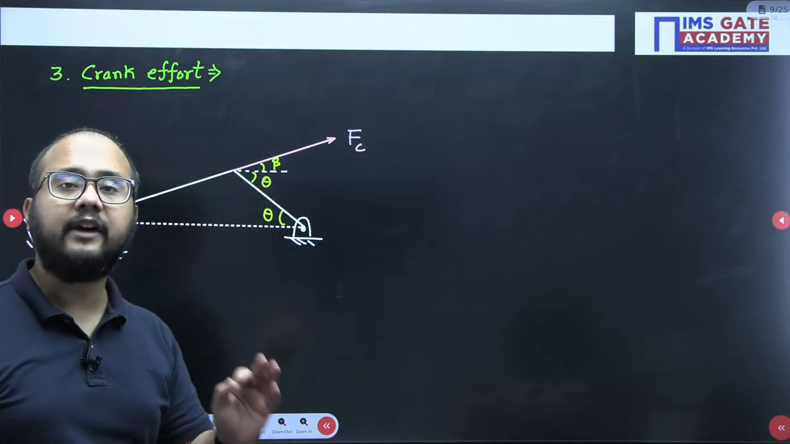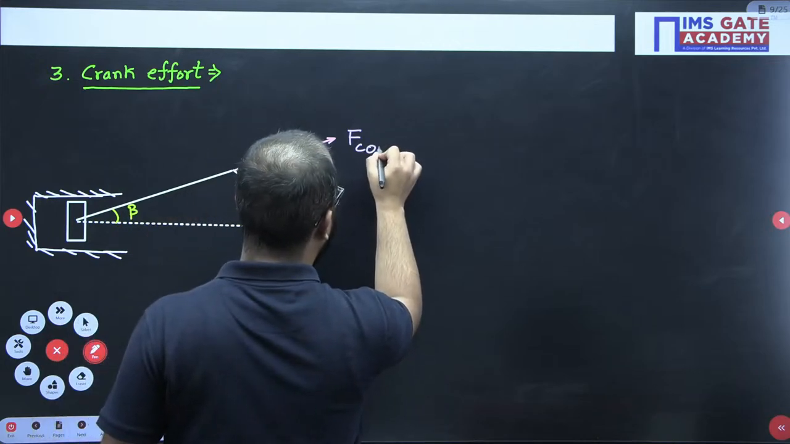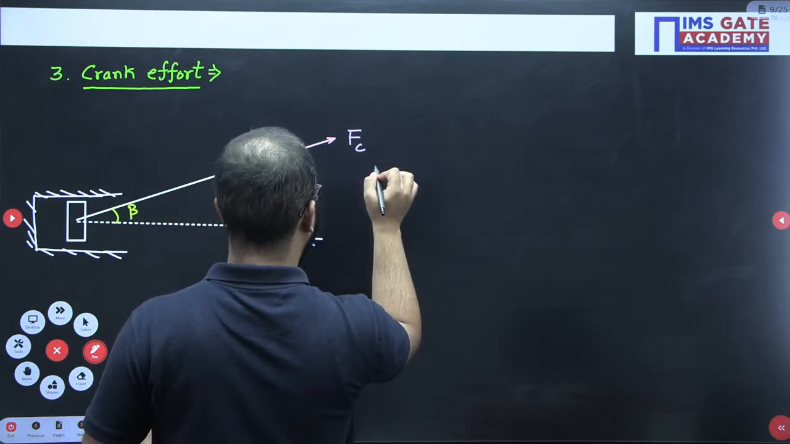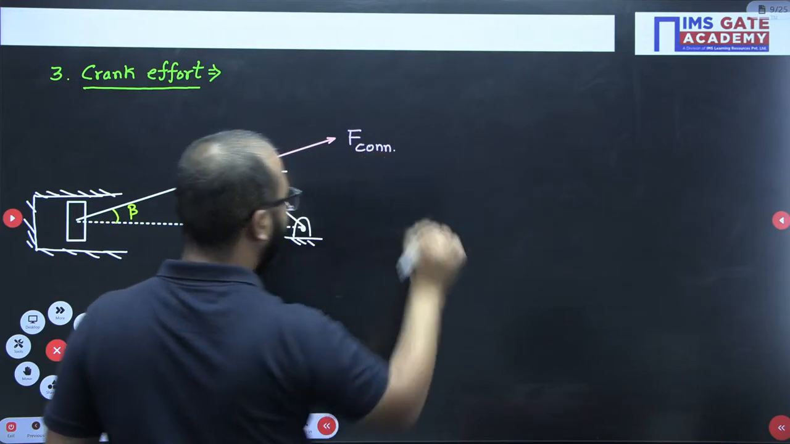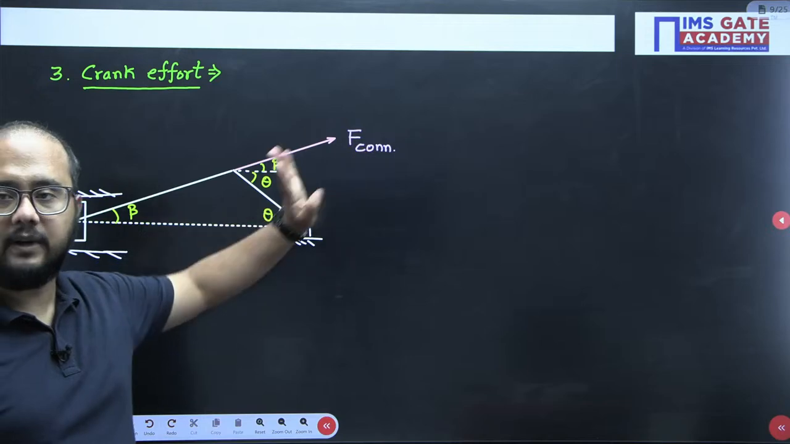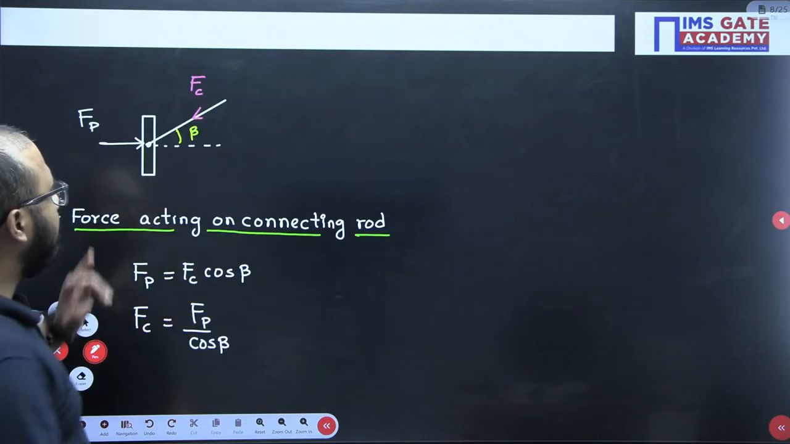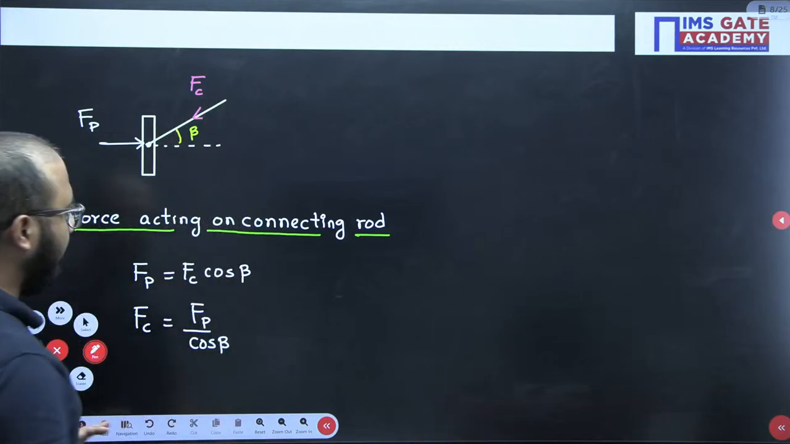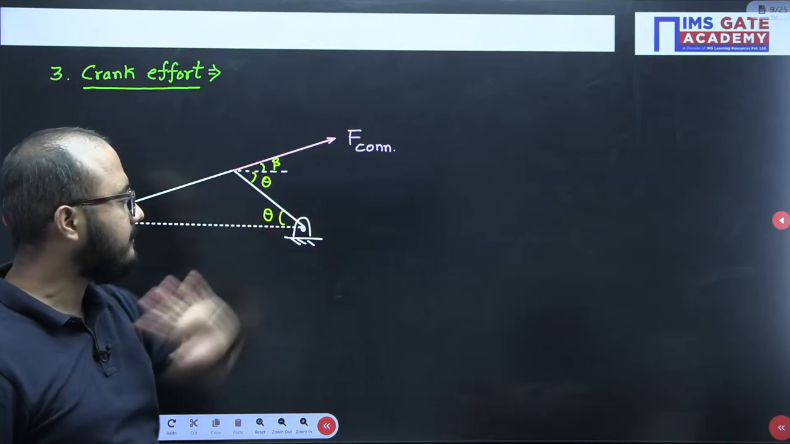Now the crank effort. Let us write it like this, F, C, double N, so that there will not be any confusion. Force on the connecting rod I have mentioned like this. So you should not be confused here. This is on the connecting rod in this diagram. Is it clear? Just to be more clear, I have mentioned force on connecting rod like this.